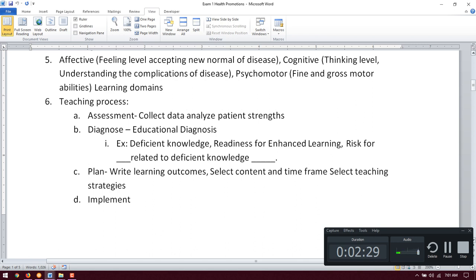Know your different learnings, the affective, definitely the feeling level, when a person accepts that they have a new disease. Cognitive is the thinking, and so they're actually understanding the fact. Sorry. And then the psychomotor, where they're actually able to carry it out.